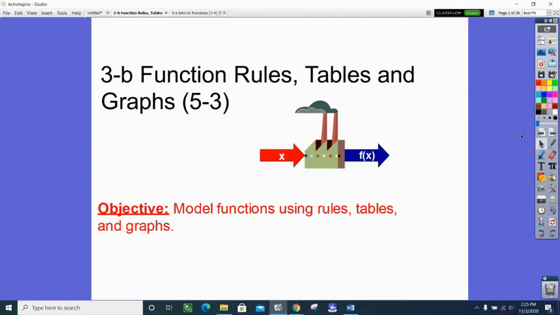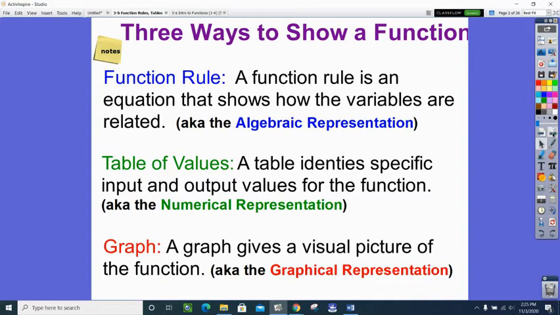So today we're going to model functions using rules, tables, and graphs. Those are 3 of the 4 ways we can really show a function. The other one is, of course, words and application problems. More on that to come. So again, you're seeing 3 ways here. That's what we're going to be working with today.